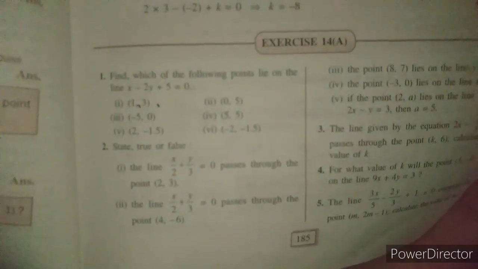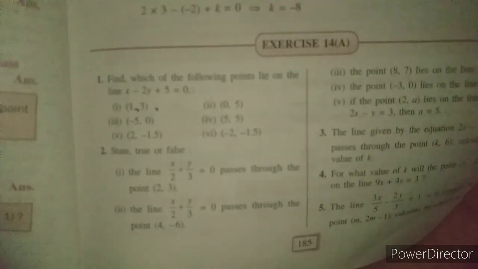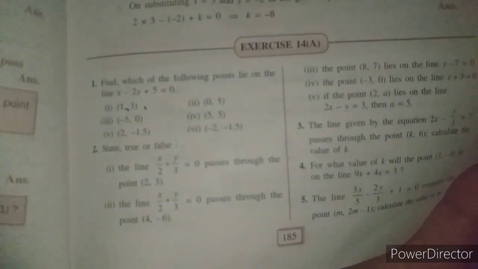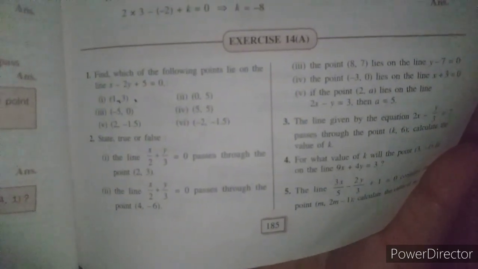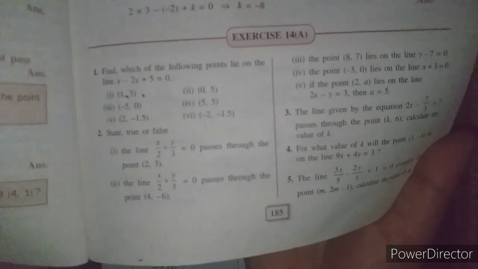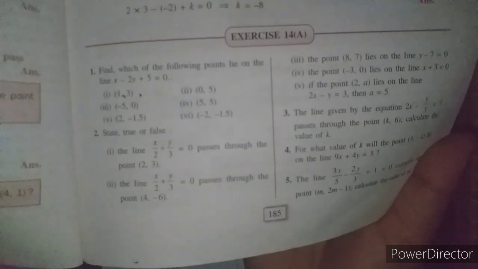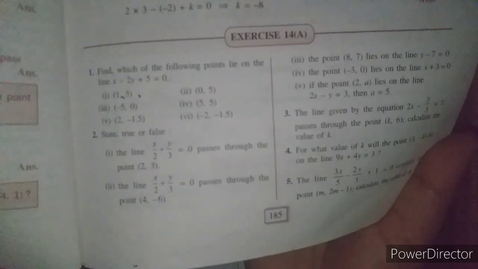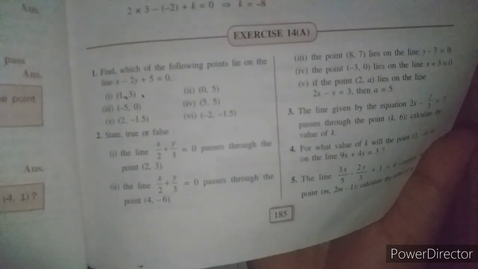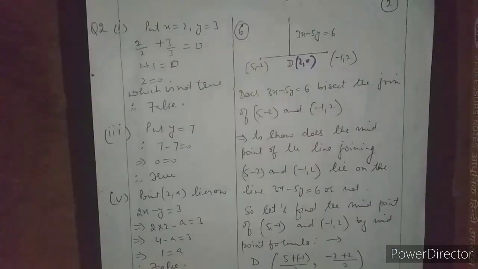Now let us talk about question number 2, which is about state true or false. The statements are given, we have to discuss them one by one, and then we have to see, applying the same concept as already told, right? So the first part says that the line x by 2 plus y by 3 is equal to 0 passes through the point (2, 3). Now see, earlier in question number 1 we were checking whether the point lies on the line. Now we are checking whether the line passes through the point or not. So both are the same thing, whether the point lies on the line or the line passes through that point. Okay, now let us see its answer.